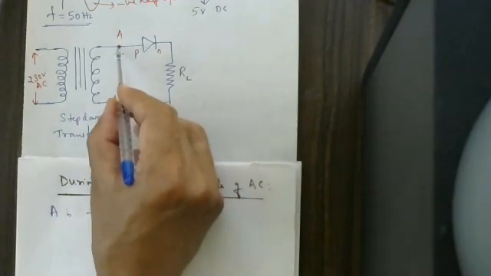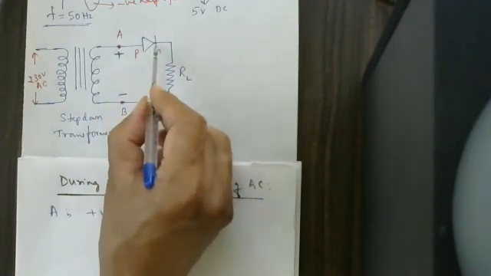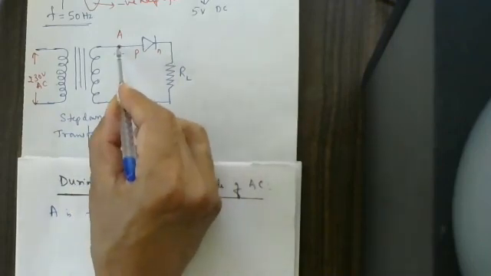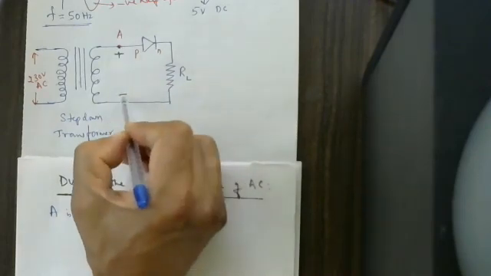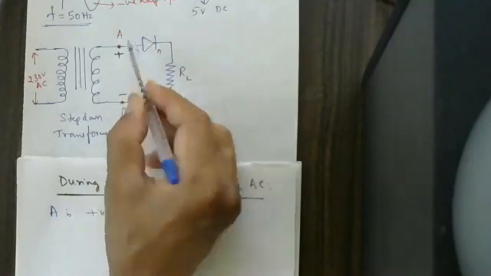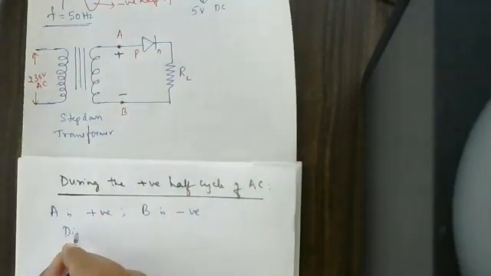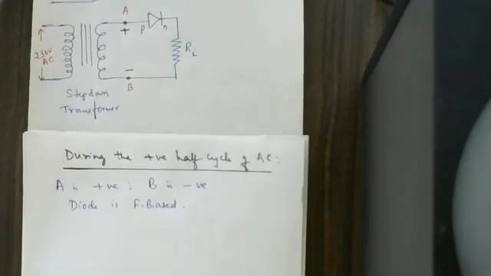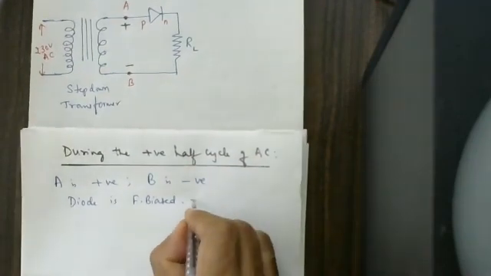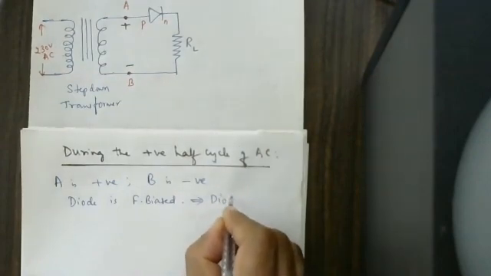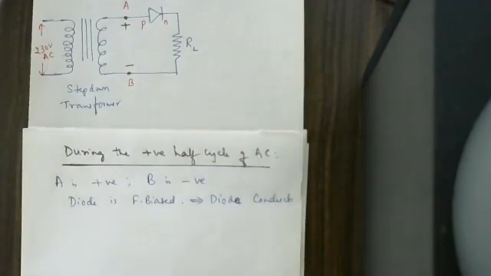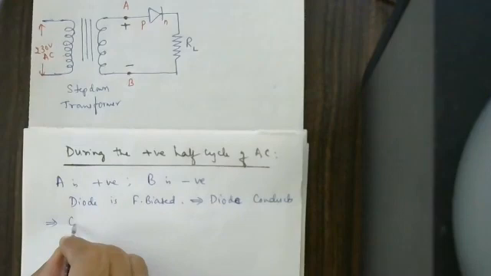P is connected to positive, N is connected to negative. The P side of the diode is connected to positive and the N side is connected to negative. This diode is said to be forward biased. Therefore, the diode is forward biased. As the diode is forward biased, the diode conducts. As the diode conducts here, current flows.